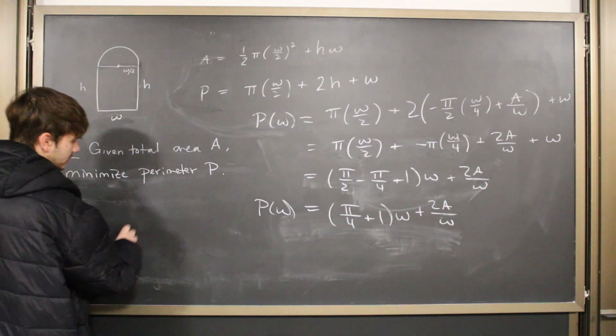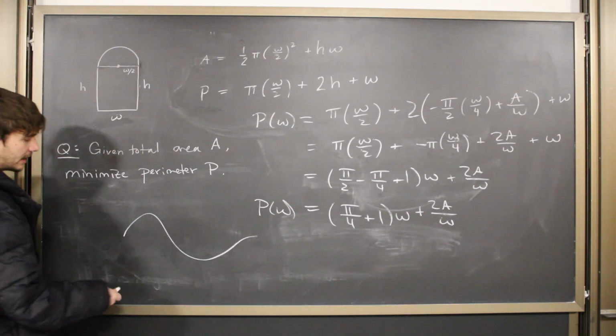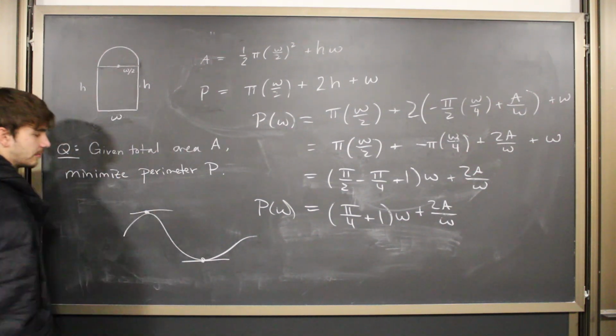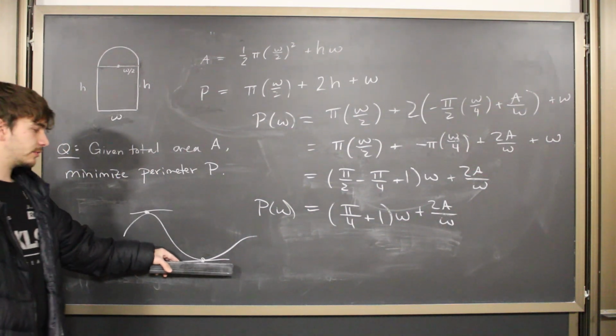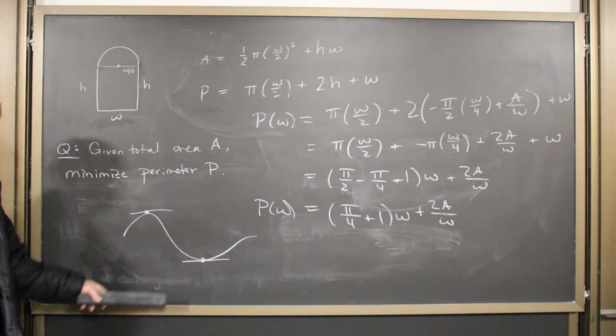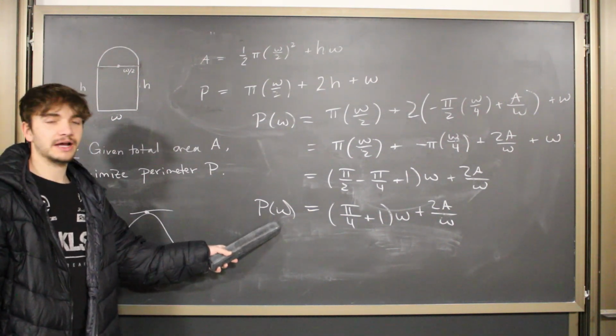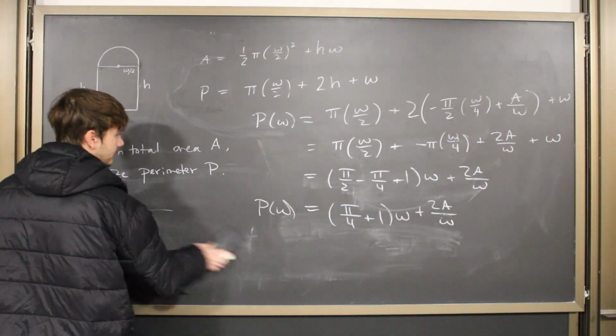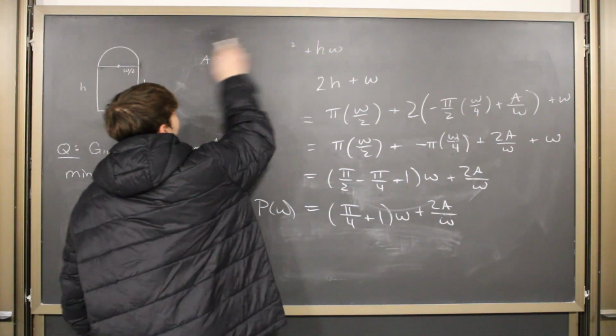So in calculus, if I have a function of one variable, then I know that a critical point of that function, either a maximum or minimum, is going to occur with slope 0. So what that tells me is that I need to take the derivative of this guy and set it equal to 0. Okay, so let's take the derivative of u of w.